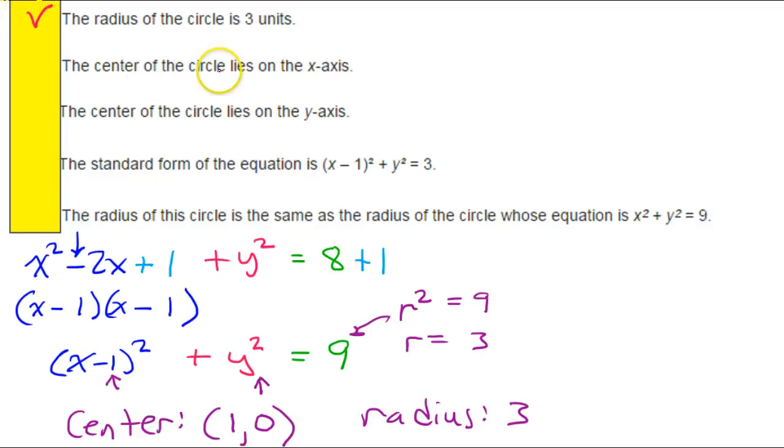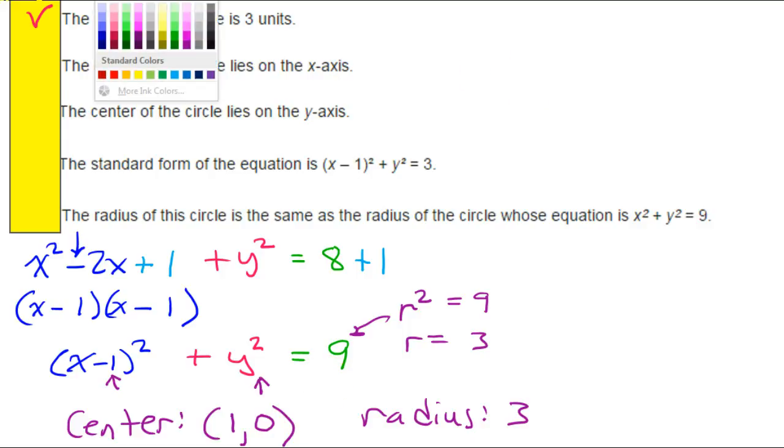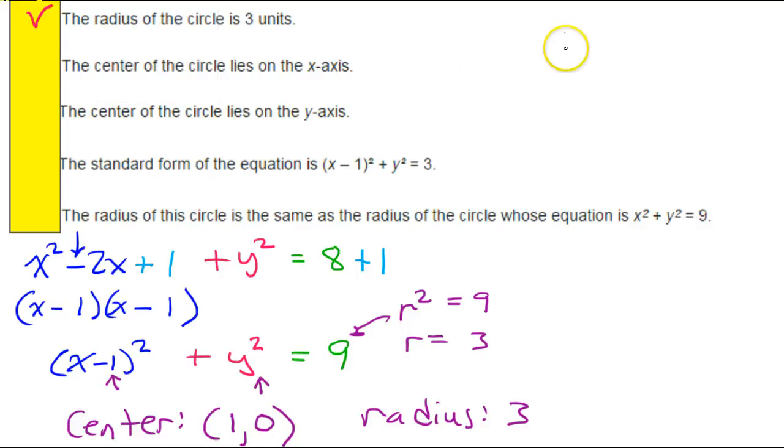The center of the circle lies on the x-axis. Let's think about that for a minute. Okay, let's do a quick little sketch.